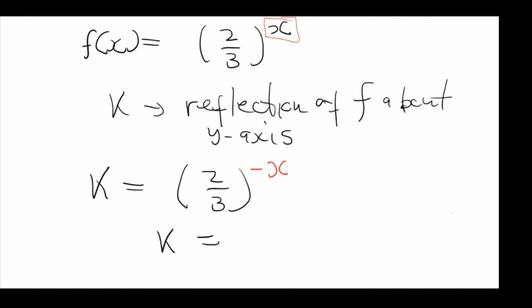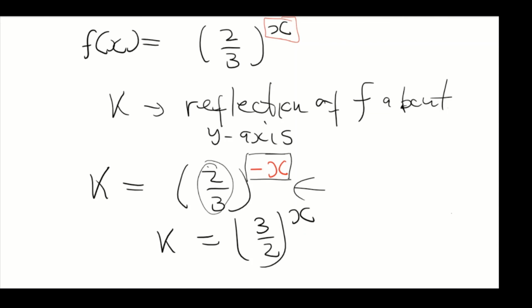Then this means now that our equation of k is going to be the inverse of this. So instead of writing 2/3, you're going to write (3/2) to the power of x. The reason why I did that is I want to make sure that this exponent must be positive as per the question. So this would be our equation of k.